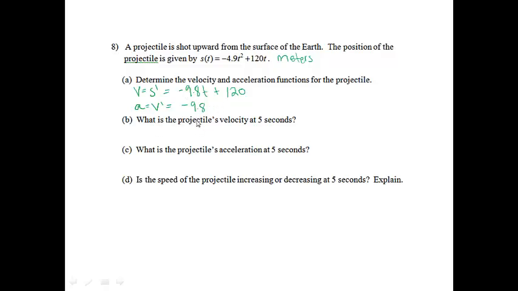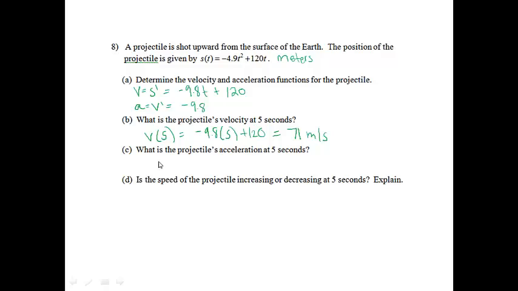Then it asks me what is the projectile's velocity at 5 seconds. So I need to find the velocity at 5 seconds, so I just plug 5 into the velocity formula. So negative 9.8 times 5 plus 120. And if I figure that out, I should get 71. And since we're measuring in meters and seconds, it's going to be meters per second.